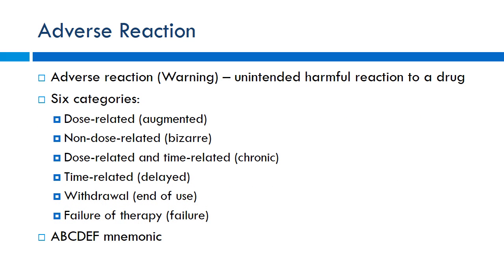So basically, we'll talk about 6 main categories of adverse reactions. And again, every drug is going to have adverse reactions. It's just a matter of who's more likely to manifest them, and whether they are going to be tolerable by the patient or not, right? You can use this A, B, C, D, E, F mnemonic. We'll talk about these more in detail as we go forward here.